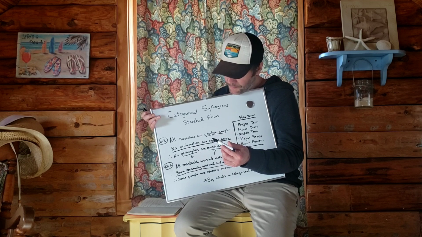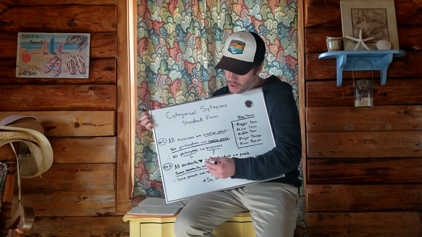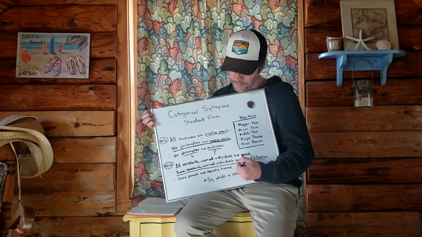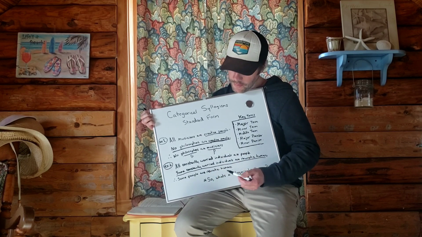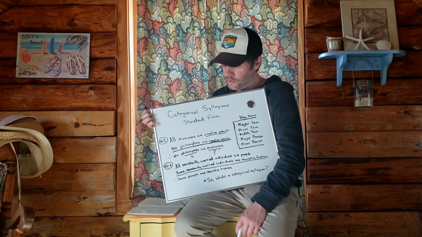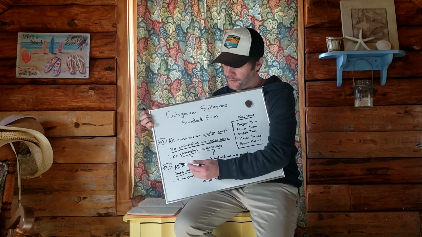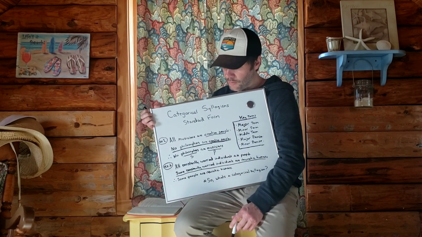Okay, now that we know all that, let's take a look at the second example here. It says, all constantly worried individuals are people. Some constantly worried individuals are neurotic humans. Therefore, some people are neurotic humans. Now, what I want you to do is to see what's wrong with this. We need to put this syllogism into standard form. So, how will we do that?